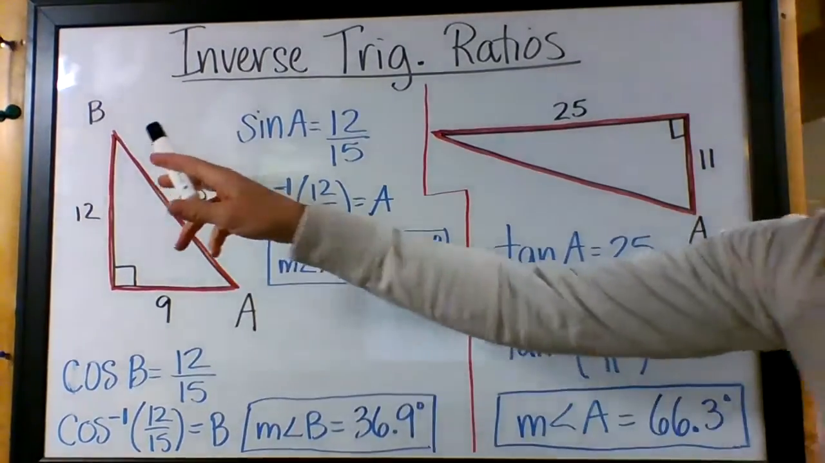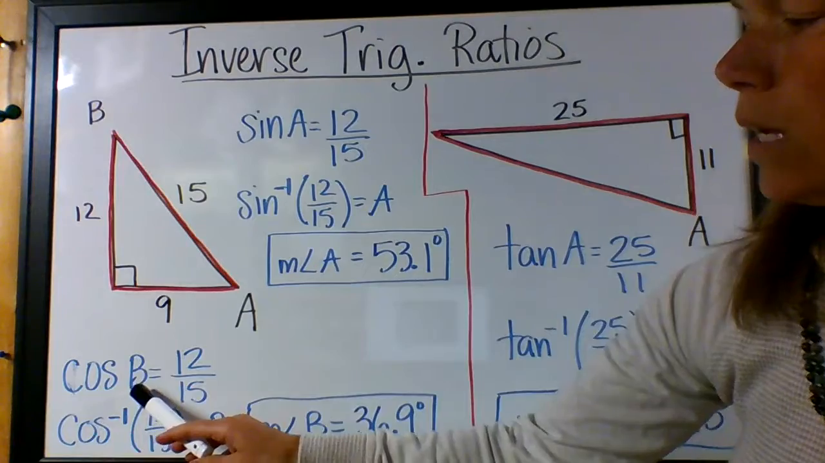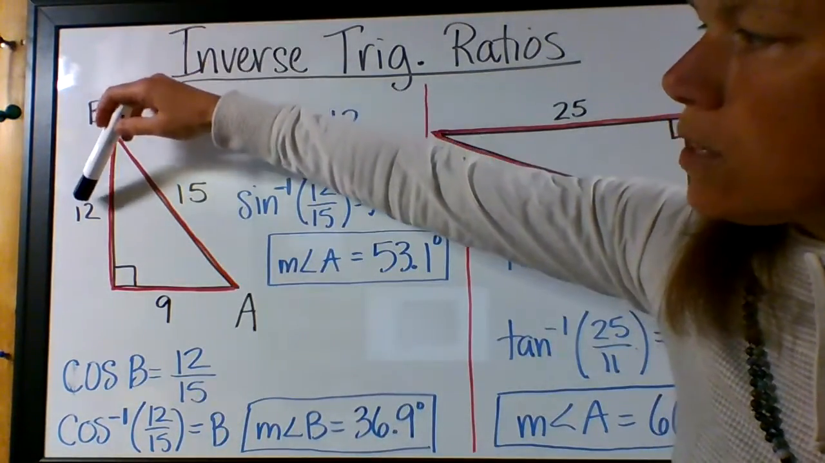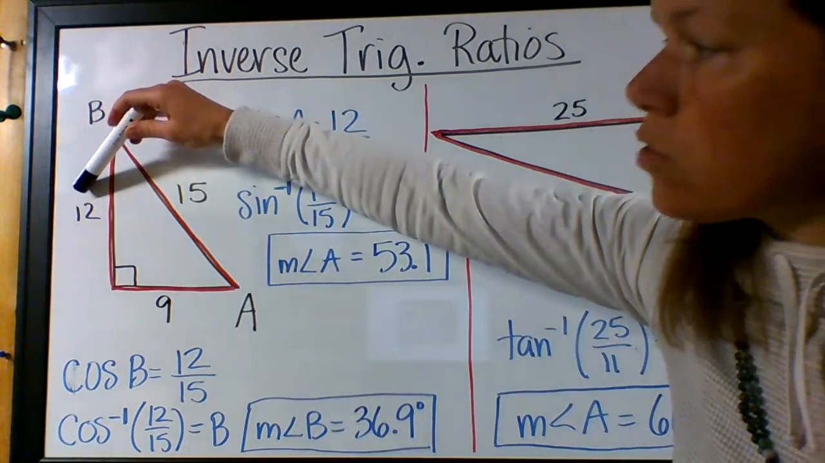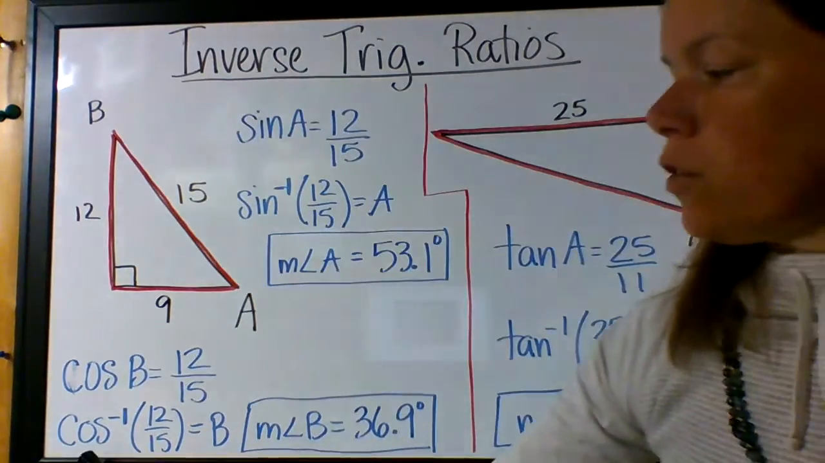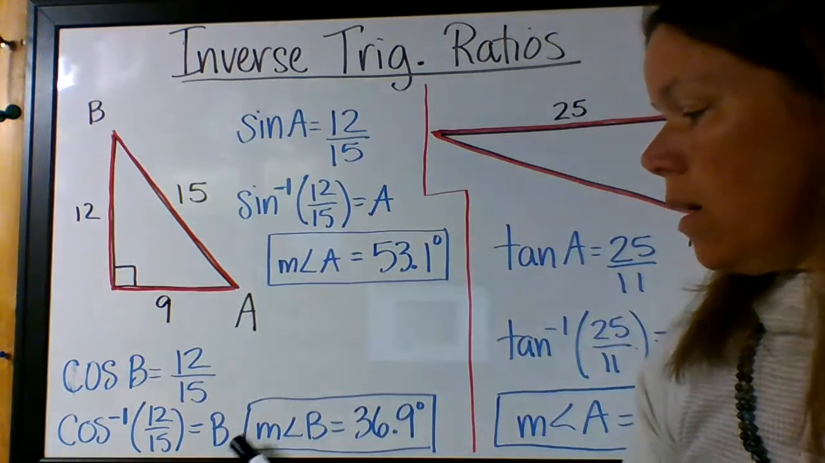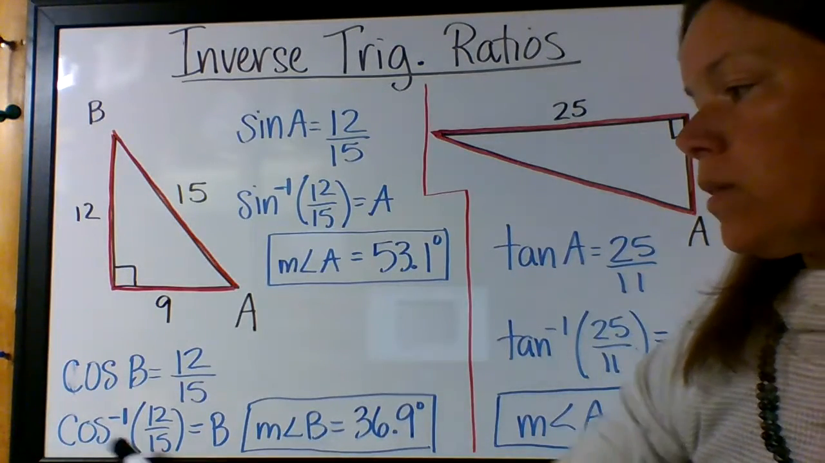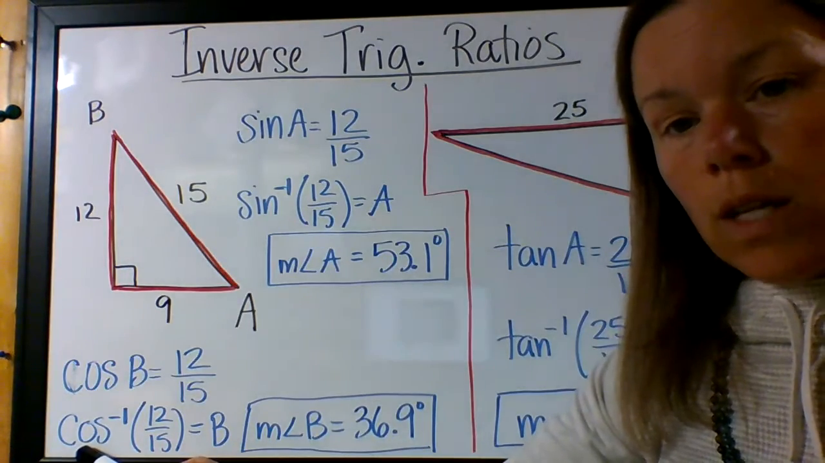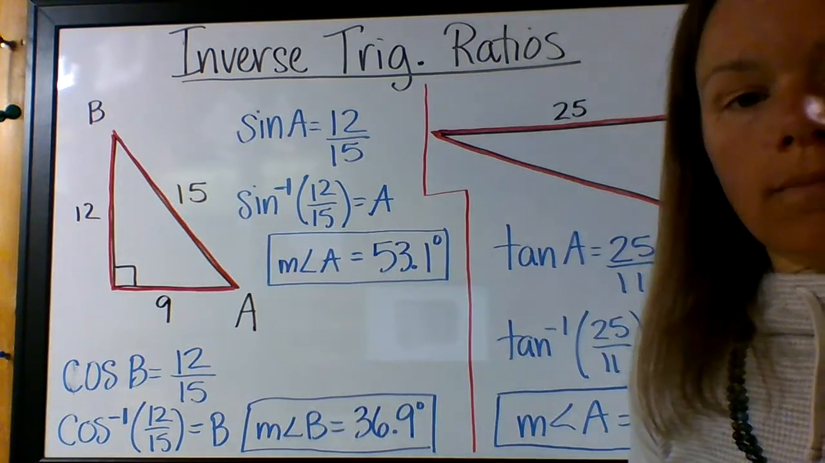All right, let's say I want to know B. I wanted to give you a cosine example. So I said cosine of angle B is also 12 over 15 because B is up here. So its adjacent leg, the leg that's next to it, is 12 over the hypotenuse, which is 15. Inverse cosine of 12 over 15 is going to equal B. If I put this into my calculator, use my second button and the inverse cosine, then I get angle B equals 36.9. Try it out.